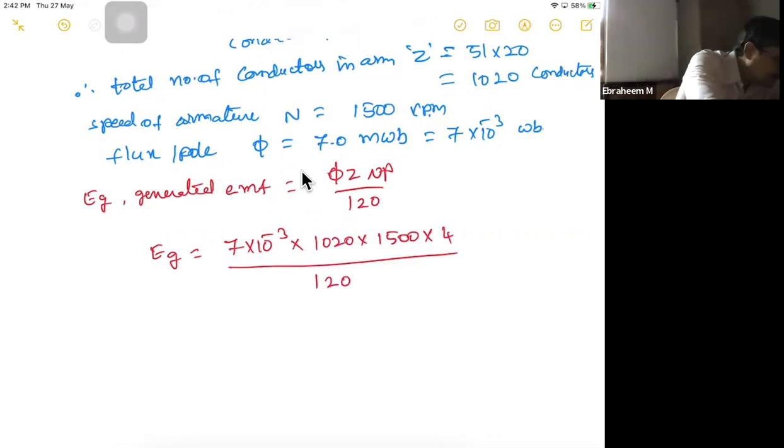So let me take the calculator because no one is giving any answer to the question posed by me. So I will be teaching myself and I will be learning. Okay. So 7 into 10 power minus 3 multiplied by 1020 multiplied by 1500 multiplied by 4, divided by 120. How much voltage?